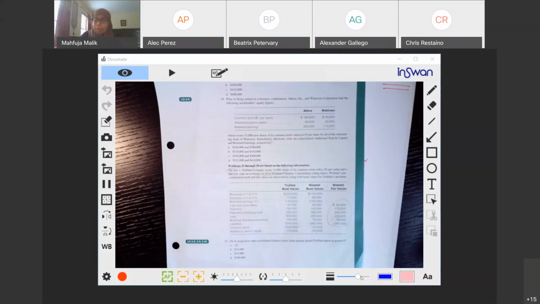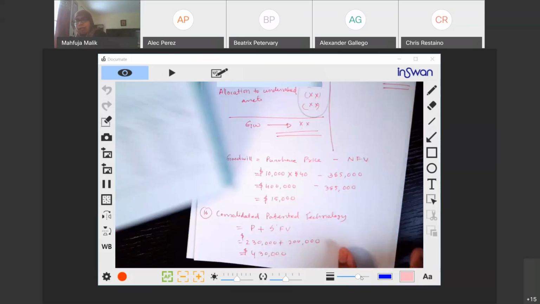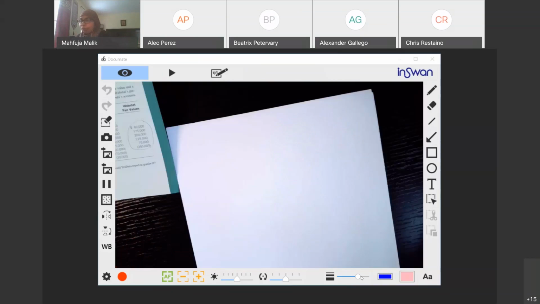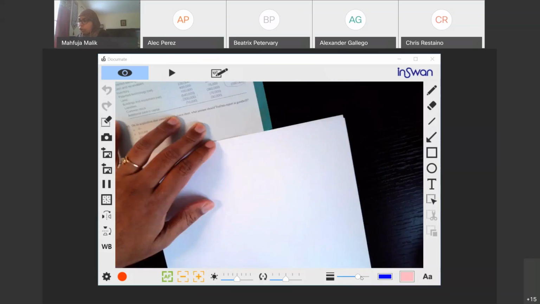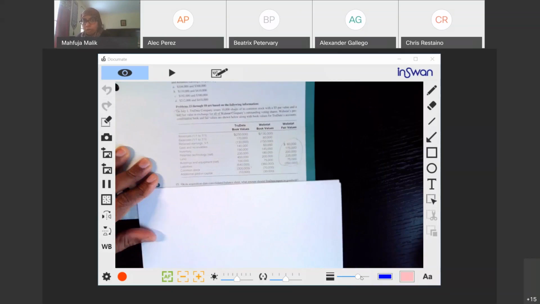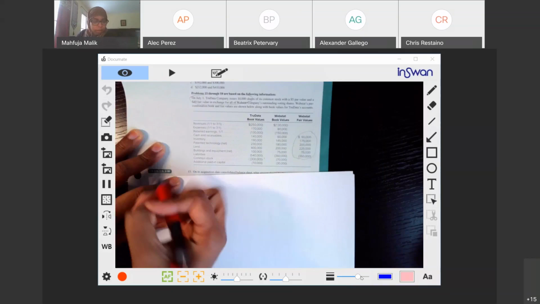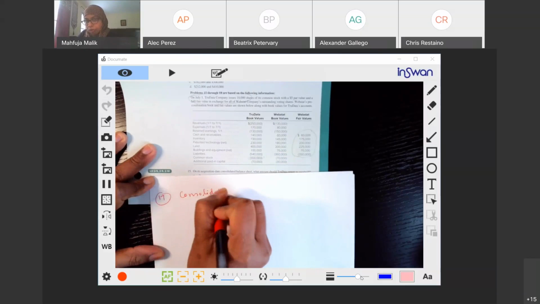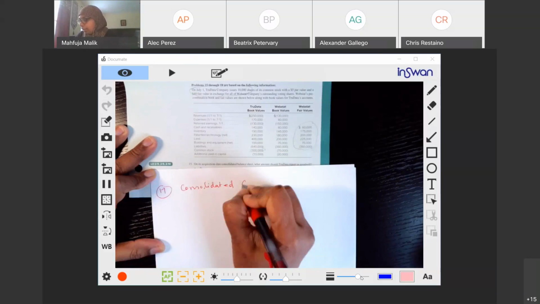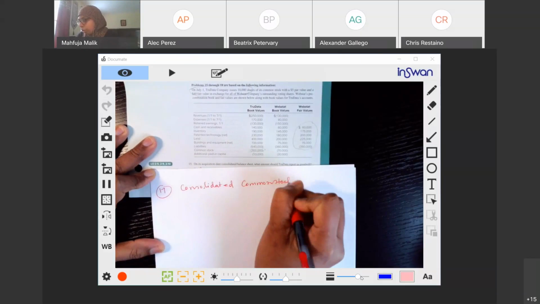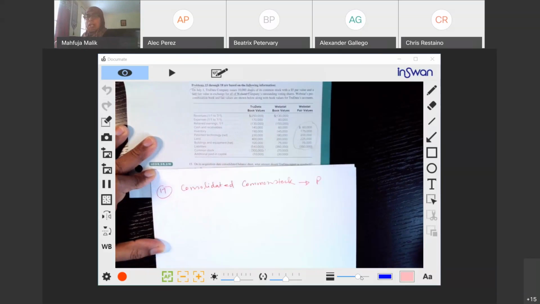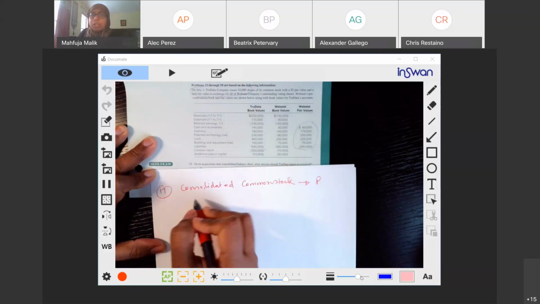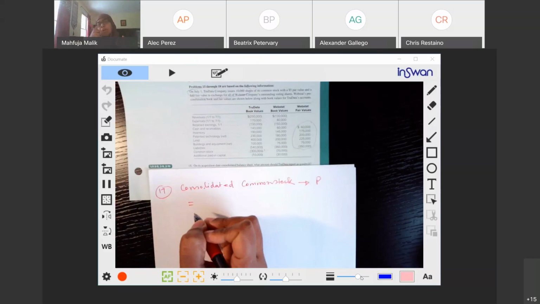So can anyone help me? What would be the common stock? And we all agree it should be only parent's. So take your calculator and do it, and I'll copy you. My question is, what is your consolidated common stock? It's question number 17. So consolidated common stock, and we all agree it's only parent's. I'm writing P. P means parent, but remember they have their original common stock plus they issued new common stock. So you have to consider both.